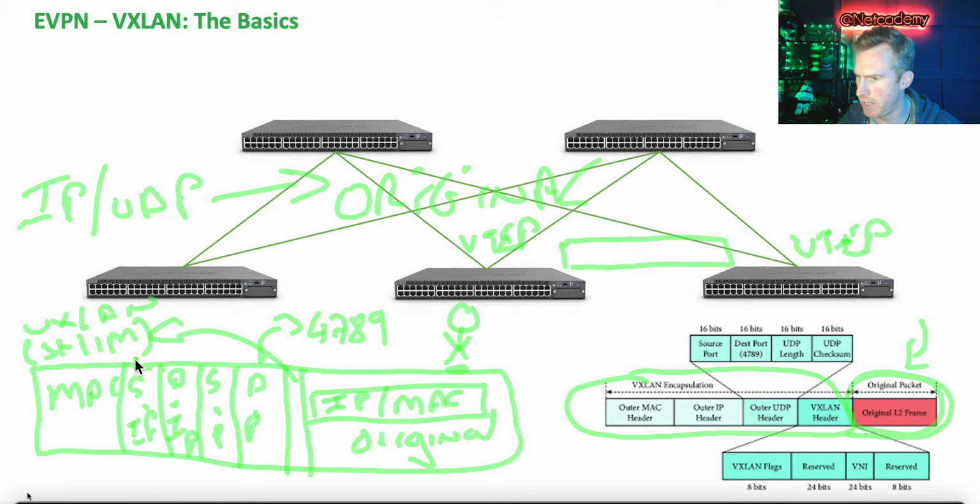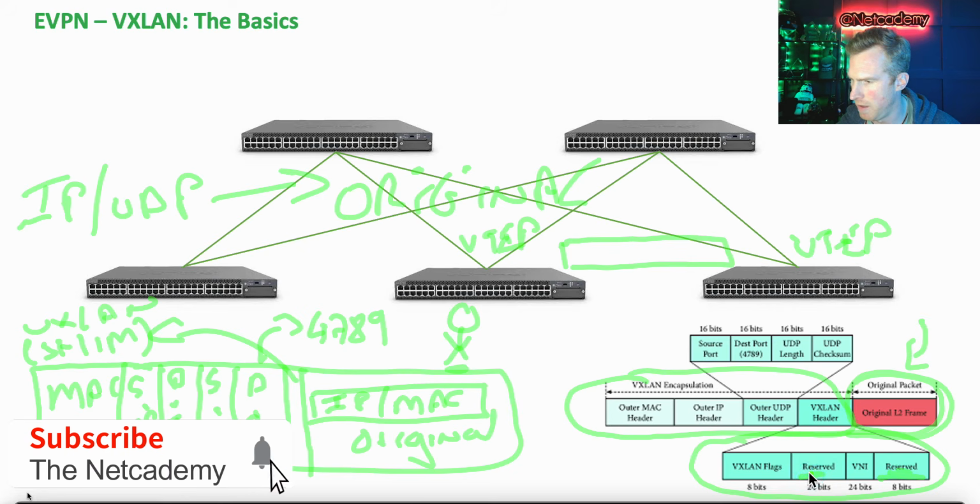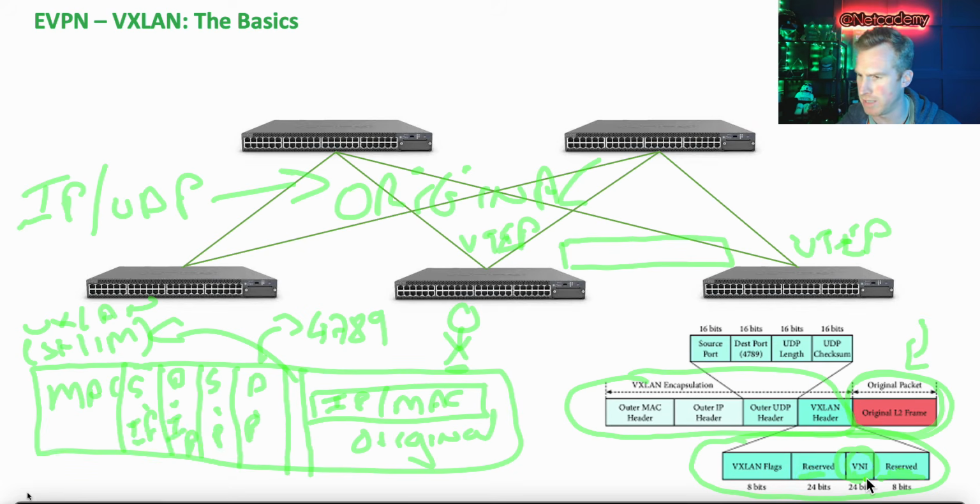If you're wondering what the shim header is, it's basically this just here. A lot of the VXLAN shim header is actually reserved. You've got reserved bits here, you've got reserved bits here. Only 24 bits actually go to identifying what is the virtual network itself. And then you've got some flags here as well. So not a lot of that VXLAN shim header is actually used.